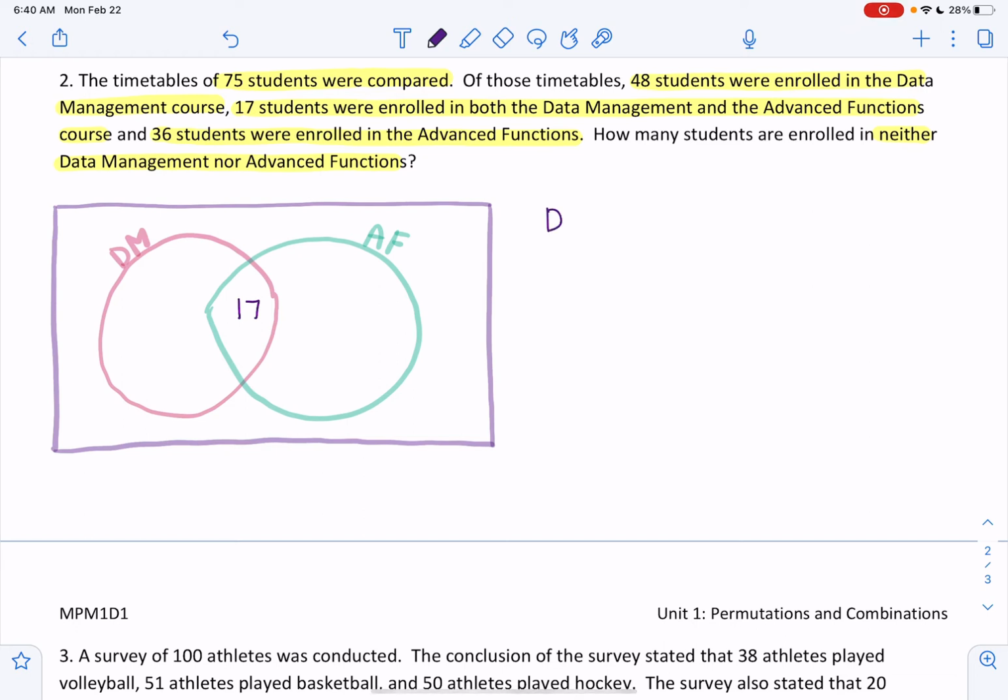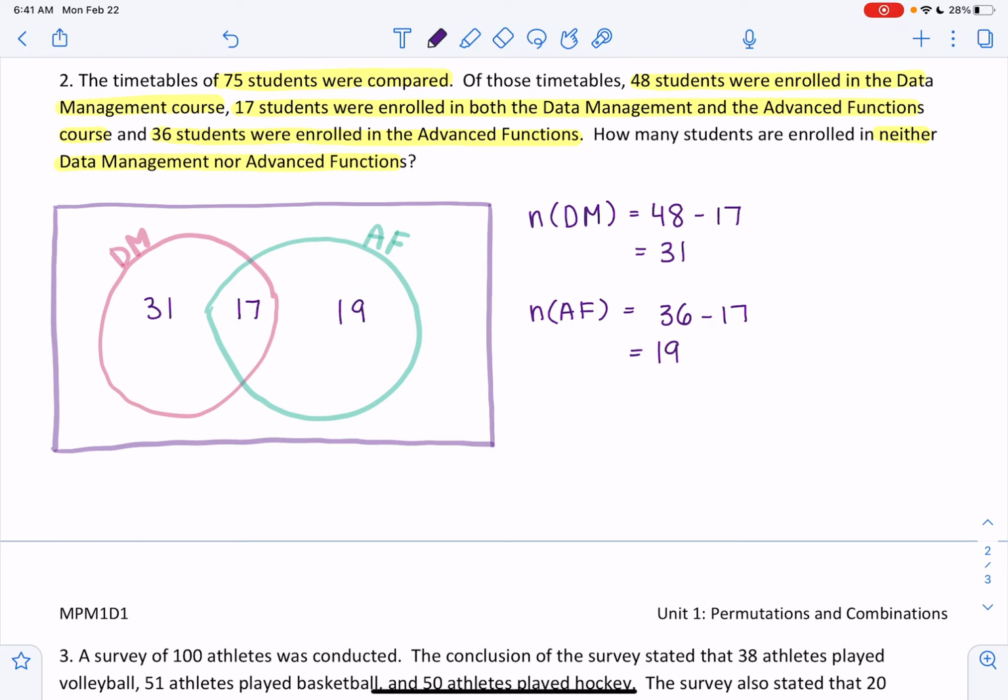So for our number of students in data management, we have the 48 students who are enrolled, but we need to subtract the students who are in both. So that gives us 31 students. Then for my number of students in advanced functions, there are 36 students enrolled. 17 are in both courses, so that gives me 19 students just in advanced functions.